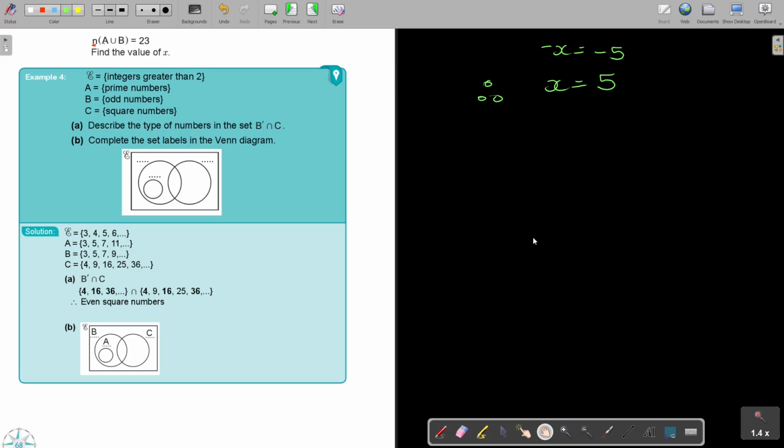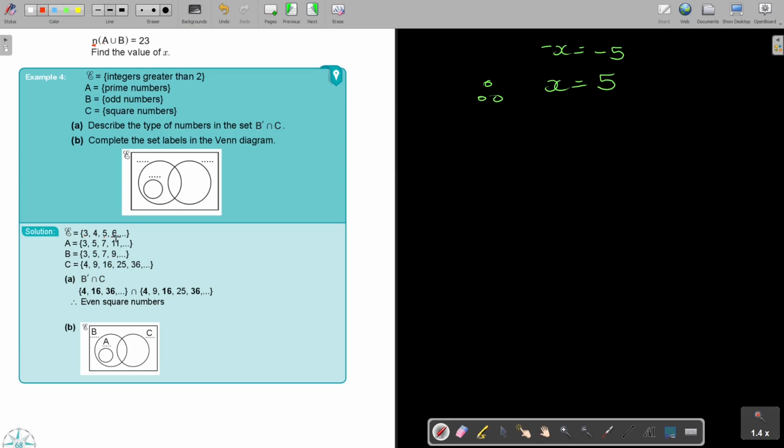If you look at this one, it starts by saying the universal set is integers greater than 2. Now, it's always good if you write it out, so it's 3, 4, 5, 6 going on. Prime numbers, so it's greater than 2. So remember, it's not 2. So it's going to be 3, 5, 7, not 9. It's not a prime, 11, and going on. So I just write a few.